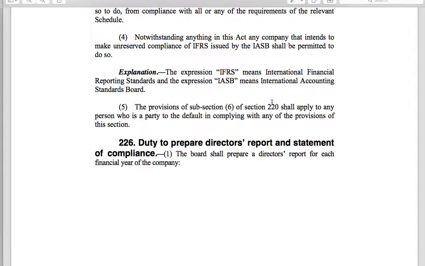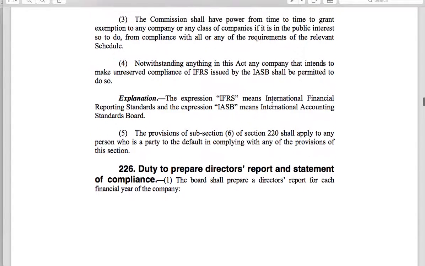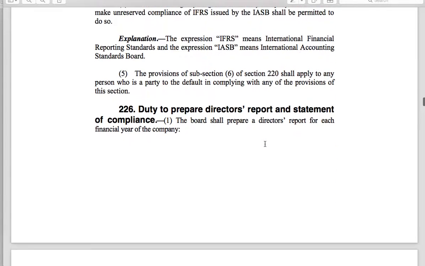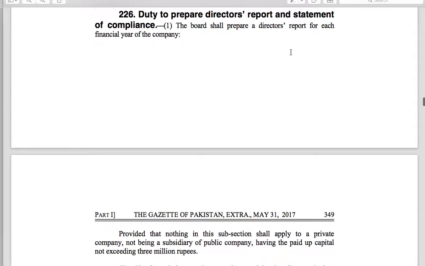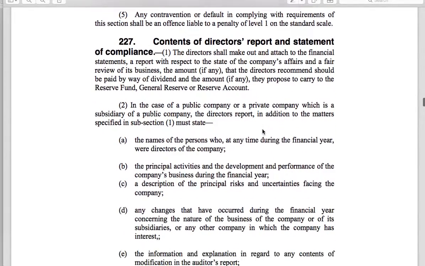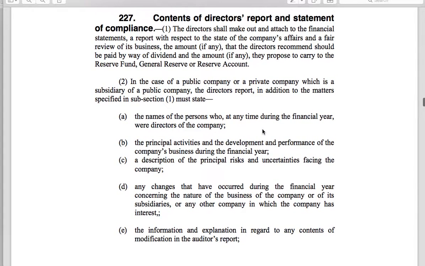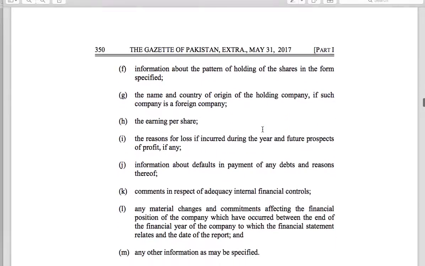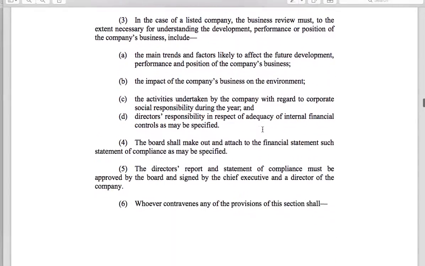Obviously, small companies have limited resources, so they follow the small company rules. The listed companies, public companies, follow the international financial reporting standards. So things like that: duty of the directors, their compliance, they have to sign the reports, and what should be the content of the director's report. Every company has to issue a director's report and tell in detail what are the financial futures and earnings of the company.